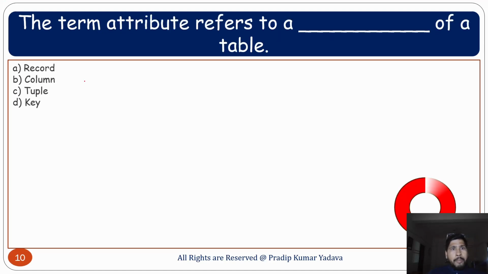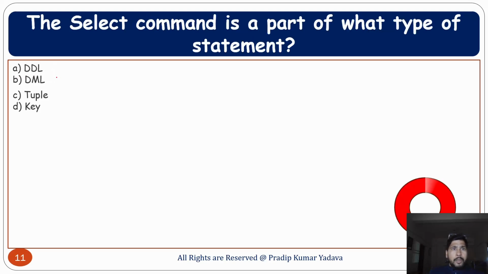Now the term attributes refer to, so basically column is called attributes in terms of relational database management system. So B option is correct option. The select command is a part of what type of statement? So basically select is a part of data manipulation language, and that is DML.